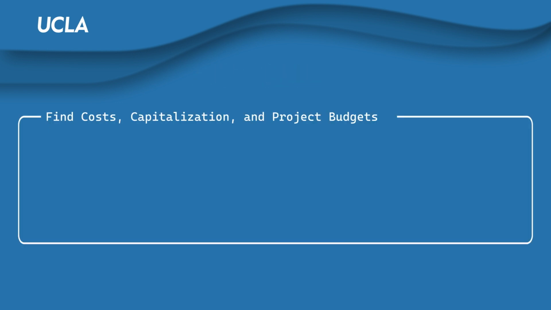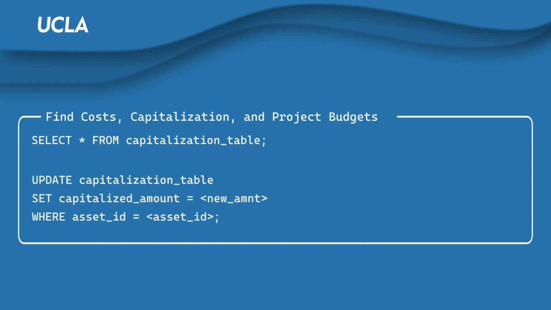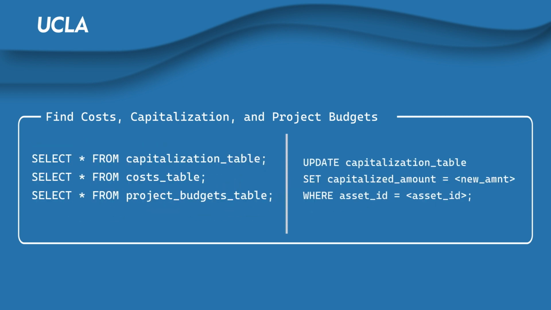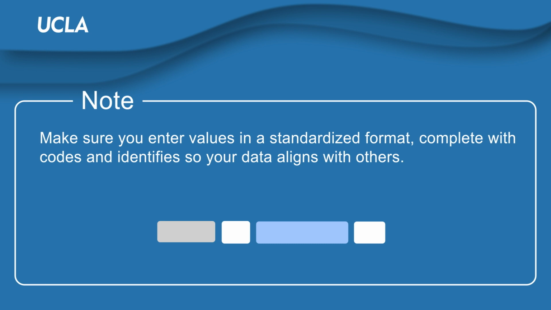Let's use capitalization and search for the capitalization table. Here you can update and set capitalized amounts directly in the source system. You can also search for and adjust values for costs and project budgets with a similar query. Make sure that you enter values in a standardized format, complete with codes and identifiers, so your data aligns with others.